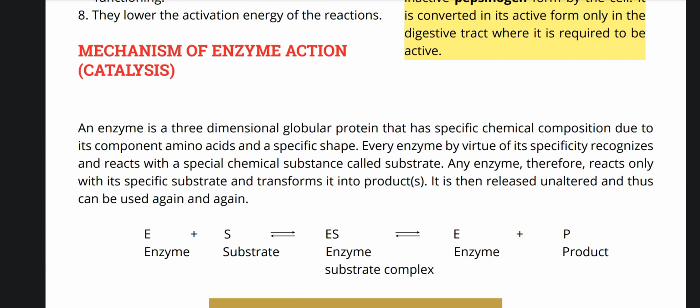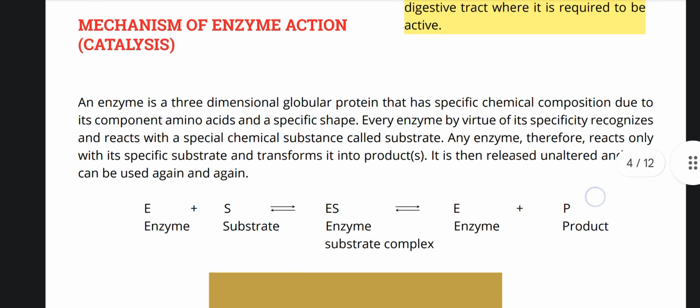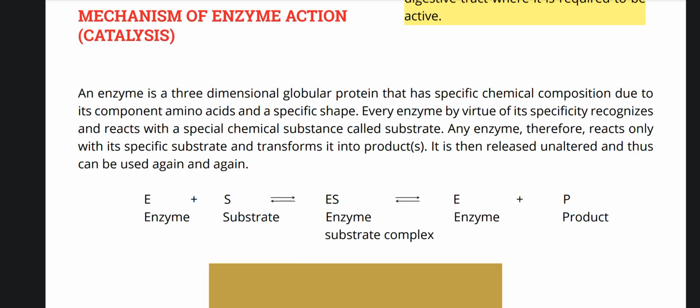Let's see the mechanism of enzyme action, catalysis. An enzyme is a three-dimensional globular protein that has specific chemical composition due to its component amino acids and a specific shape. Every enzyme, by virtue of its specificity, recognizes and reacts with a special chemical substance called substrate. Any enzyme therefore reacts only with its specific substrate and transforms it into products.